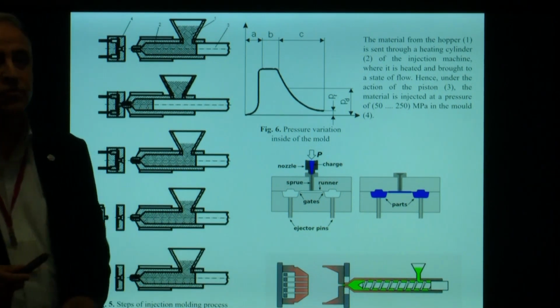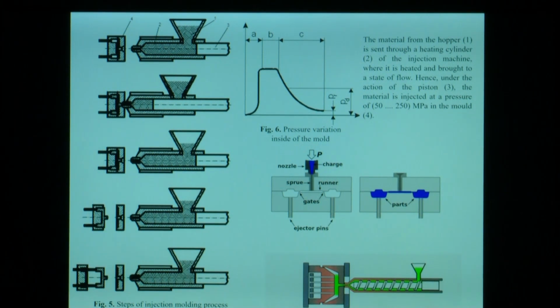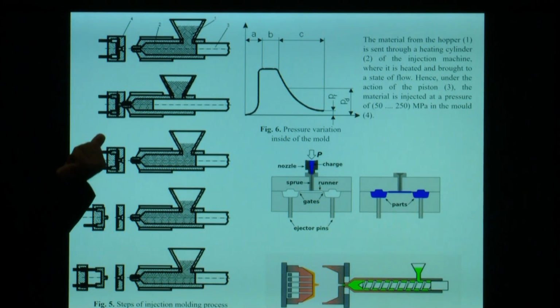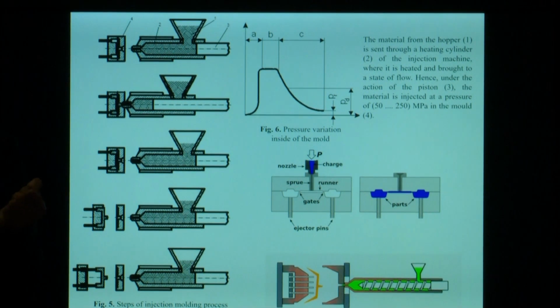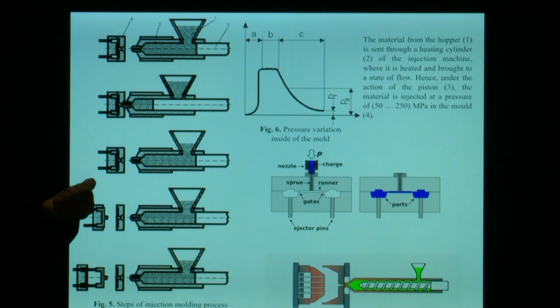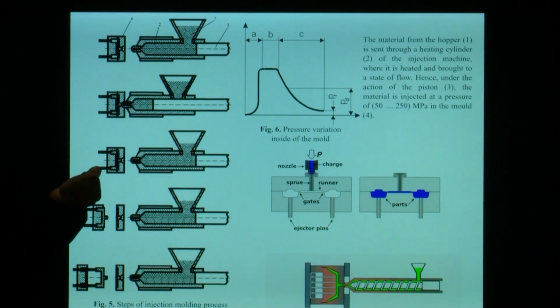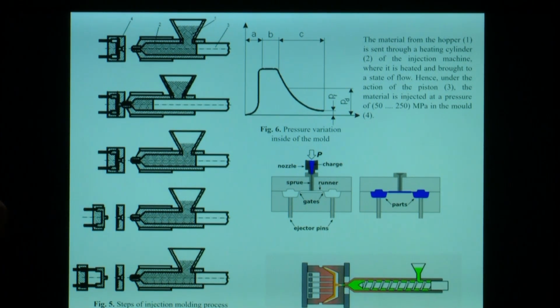The ejector pins, of course, depend on the part that we have. In case of a cylindrical part, we do not have ejector pins. We have the ejector plate, okay? Because it's not possible to use the ejector pins. It's up to the part.